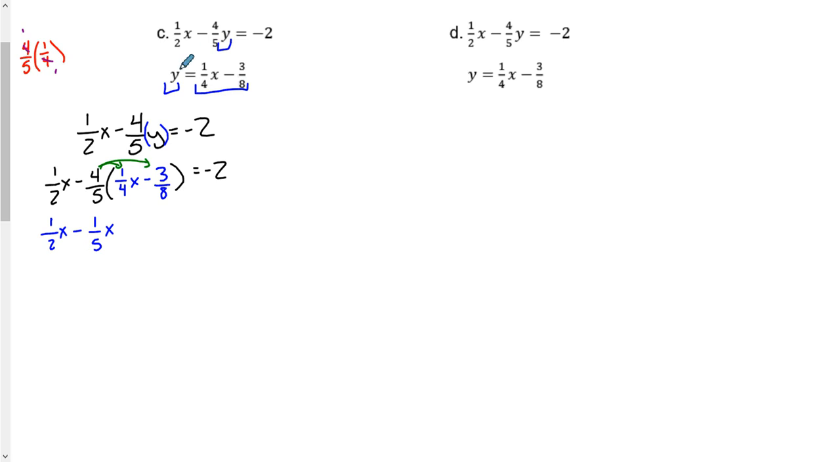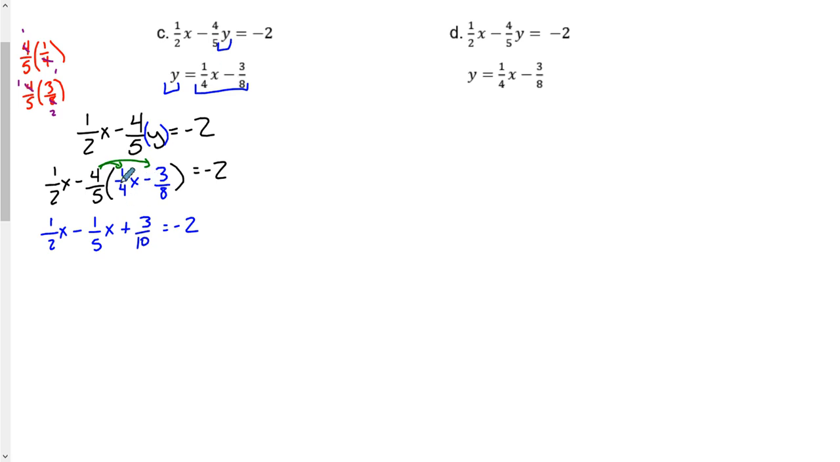At the same time, I can take my 4/5 and multiply by the 3/8. I can reduce those. 4 and 8 reduce to be 1 and 2. Meaning, I'm left with a positive 3/10. Why is it positive? Because a negative and a negative is positive.